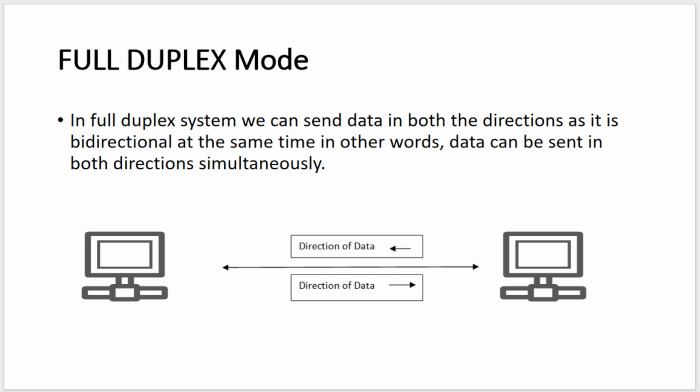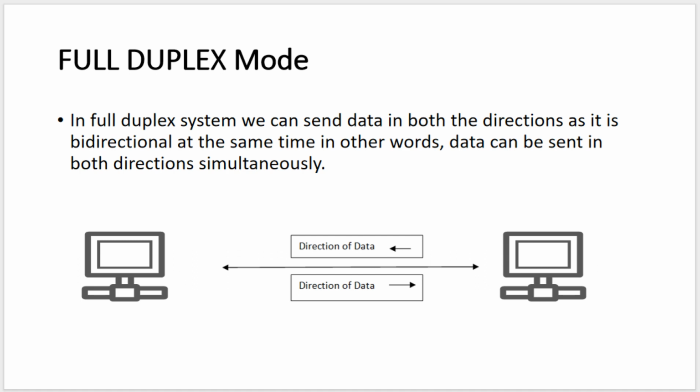Full-duplex mode. In full-duplex mode, we can send data in both directions, as it is bidirectional, at the same time. In other words, data can be sent in both directions simultaneously. So data can flow in both directions simultaneously, and for the characteristics, both devices can send and receive data at the same time. Efficient use of the communication channel leads to higher performance.